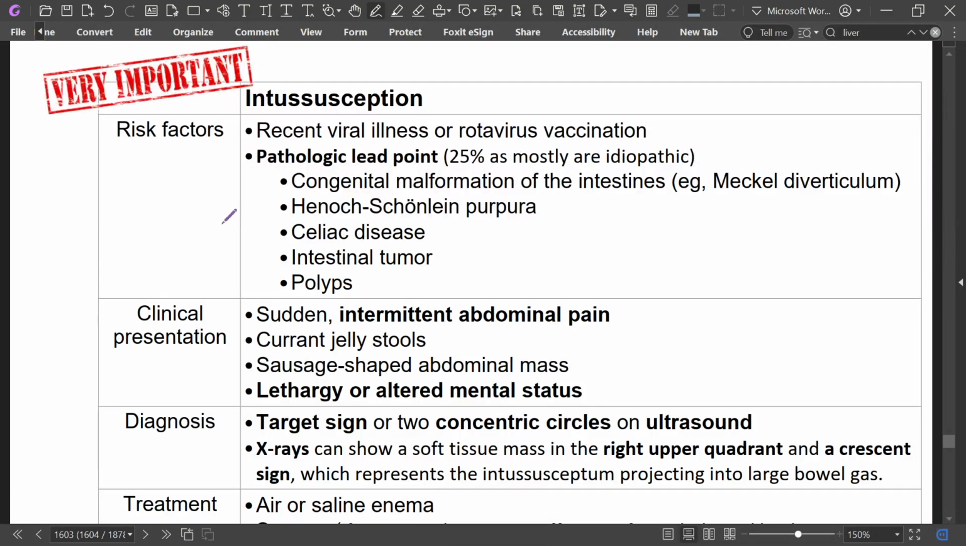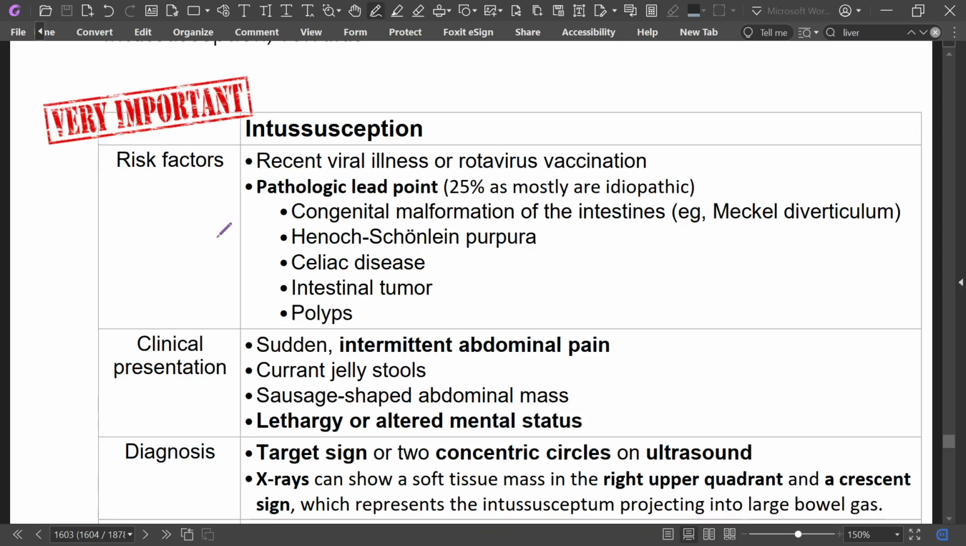So intussusception risk factors may be a recent viral infection, like in those kids who are getting rotavirus vaccination, they may get this. Pathological lead points: there may be Meckel's, maybe HSP, Henoch-Schönlein purpura, there may be celiac disease, there may be intestinal tumor and polyps.